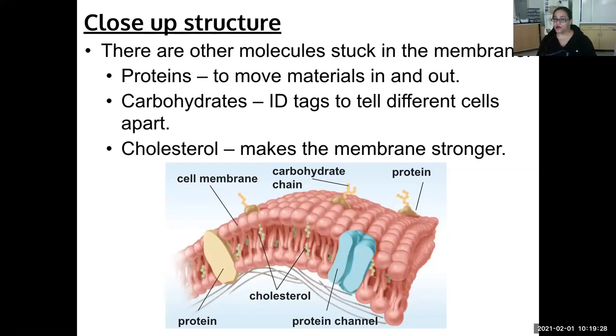In close-up structure, there's other molecules, as you can see. There's proteins to move materials in and out. We'll talk about transport in and out of the cell, and we'll get more in detail about proteins, I think, next chapter. There's carbohydrates. They're ID tags to tell the different cells apart. So your eye cells have different ID tags than your brain cells, than your stomach cells. Your body knows where these cells are supposed to be, and if they migrate or wander to a different place, then your body will send a signal that something's wrong. And then cholesterol weaved in and out, kind of like knitting to make it stronger and make it stick together a little better.